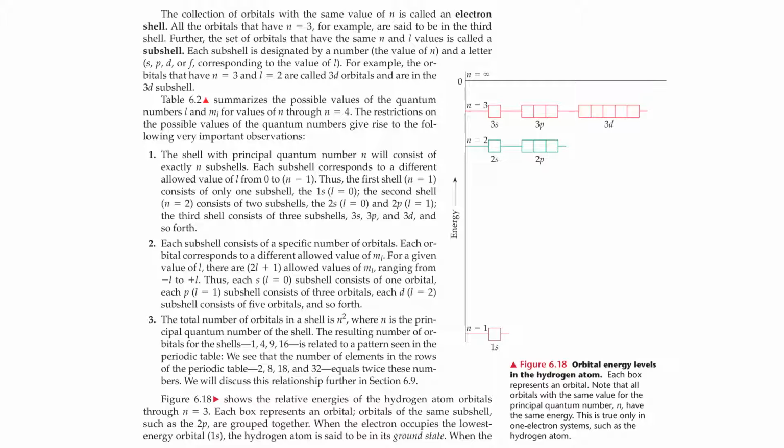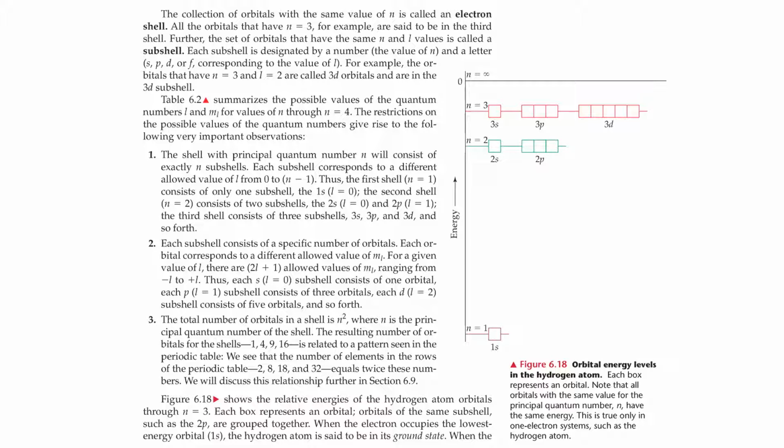Thus, the first shell, n equals 1, consists of only one subshell, the 1s, L equals 0, and the second shell, n equals 2, consists of two subshells, the 2s, L equals 0, and the 2p, L equals negative 1, 0, or positive 1. The third shell consists of three subshells, 3s, 3p, 3d, and so forth.